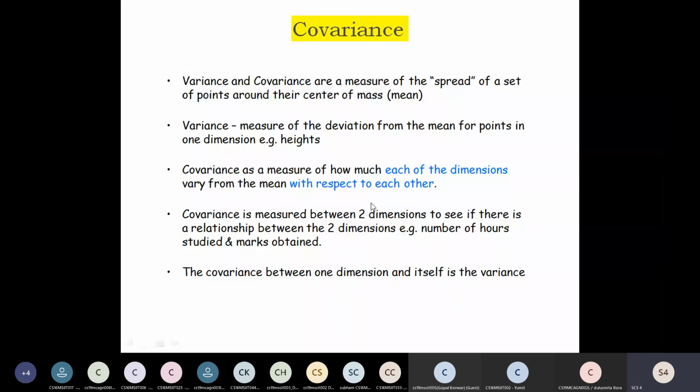Now, if we stick to only one dimension, and we try to measure the deviations with respect to one dimension, then this covariance is nothing but our variance, right? So the covariance between one dimension and itself is the variance. So today's first question to you, that you need to answer through a comment: what is the relationship between variance and covariance? I hope the question is clear to you.